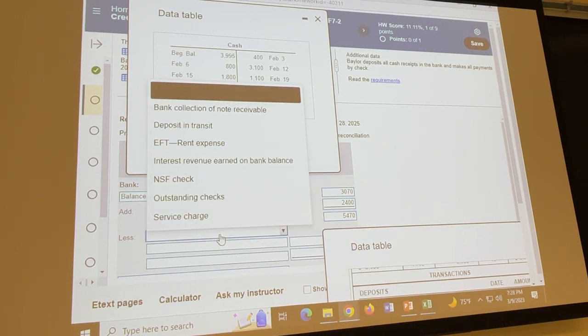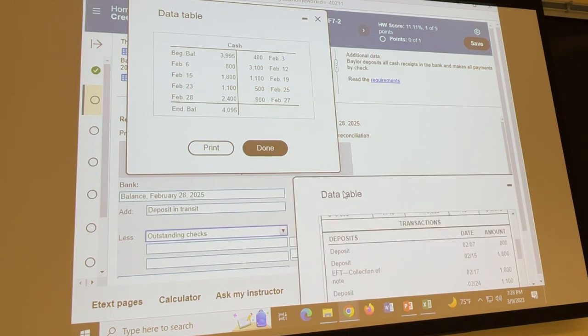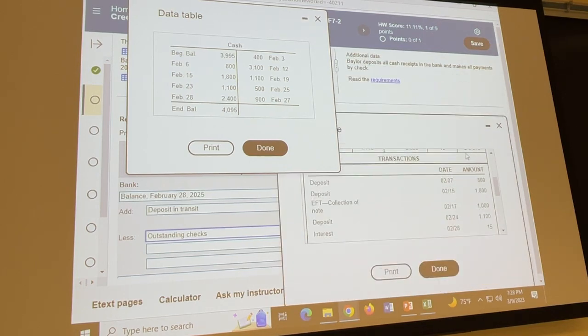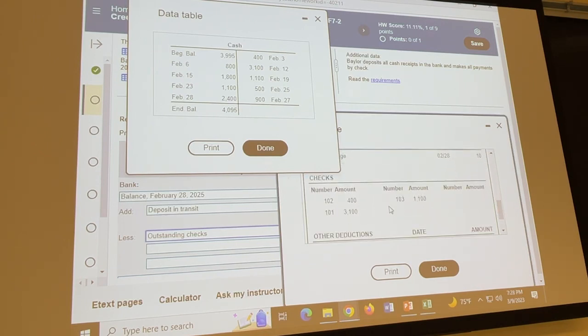Then what we always subtract would be outstanding checks. So again, we have to compare the bank statement to our books. And so we have 3 checks that actually cleared the bank. Therefore, 400, 3,100, and 1,100. So it looks like there are 2 more checks there that did not clear the bank, one for 500 and one for 900.